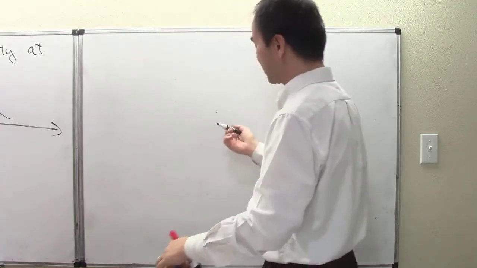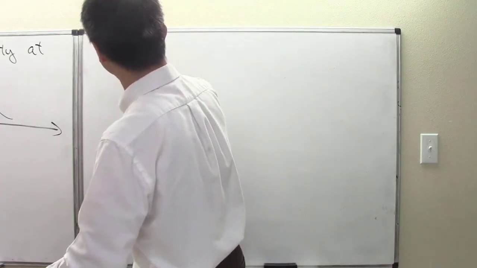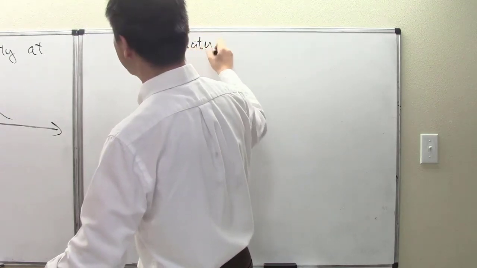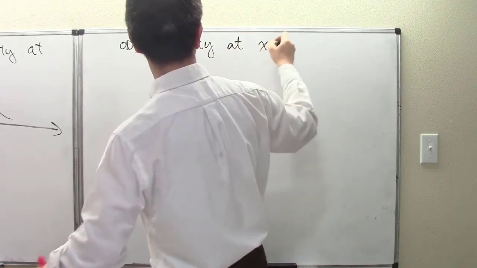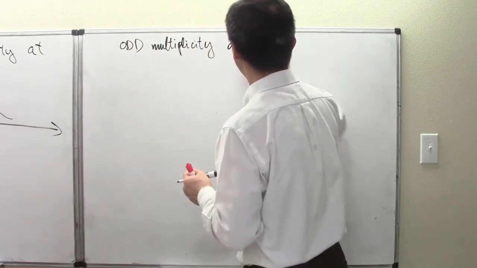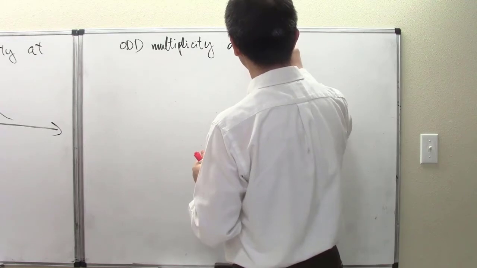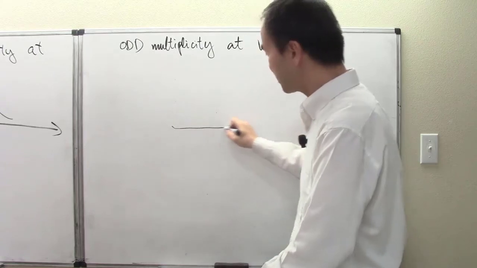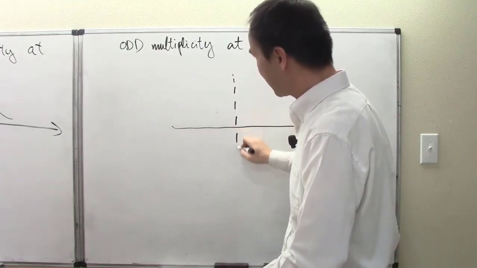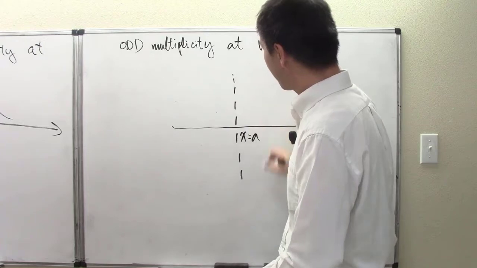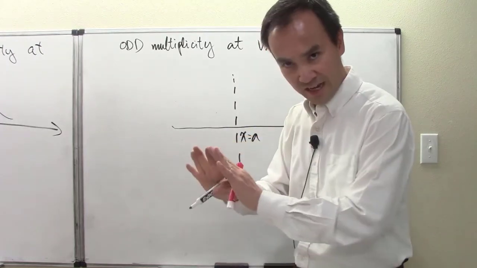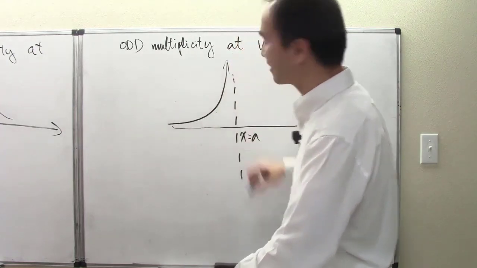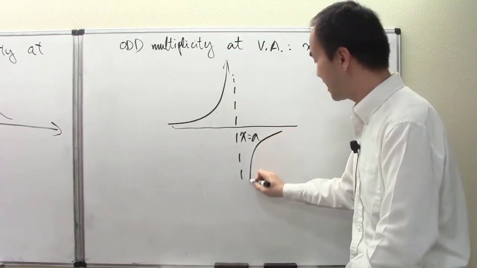There are other cases out there that, yes, we have odd multiplicity, at a given VA, x equals a again. Some odd multiplicity, but the picture could be slightly different. We have a VA right here at x equals a, and then the picture now, just like that, one side goes up and the other side goes down. So it could be the left side is rising infinitely, and then the right side is pointing down infinitely.